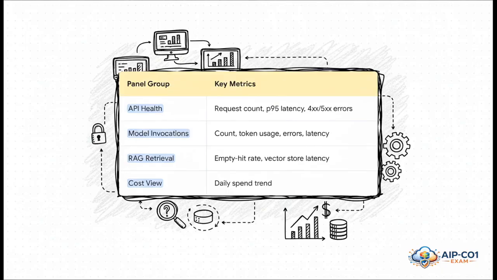You see how we're grouping related metrics together? API health gets its own panel, model performance gets another. Your RAG-specific metrics are right below it. And this is so important. You have a dedicated panel just for your daily cost trend. This kind of setup gives you that immediate, high-level situational awareness.